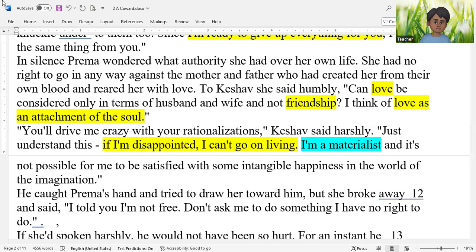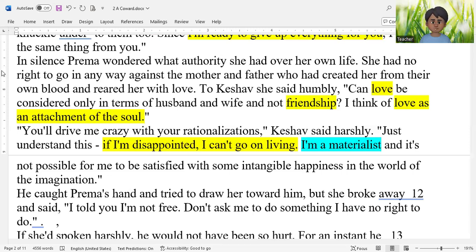Now, in your note copy under the heading theme, note down when Prema says that love is an attachment of soul, Prema is an idealist. Note down, Prema is an idealist. For Prema, love is an idea. For Prema, love is an abstract idea. Love does not need body. To be in love, you don't have to be husband. To be in love, you don't have to be wife. You can simply remain as friends and still love each other. And when she says that love is attachment of soul and not attachment of body, this is idealism. For Prema, love is intangible, something that cannot be seen, cannot be touched. Love is an abstract idea. This is very important because, note down in your copy, we see Prema as an idealist, right?